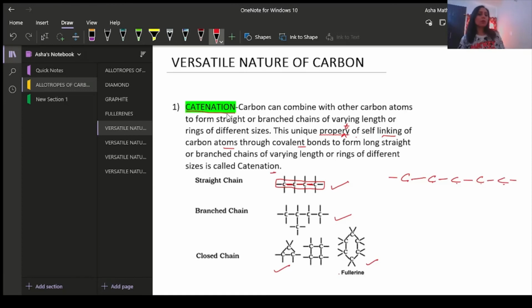So this is one property which is the reason behind the versatile nature of carbon, or you can also say that because of this property, carbon forms the largest known number of compounds.